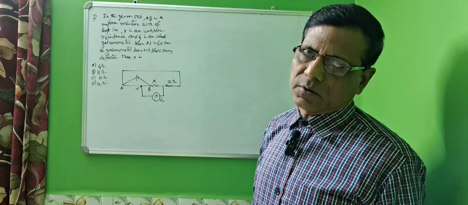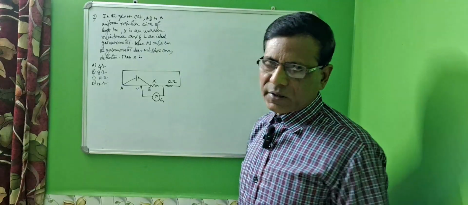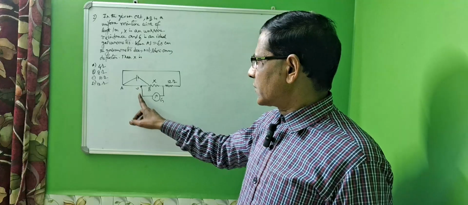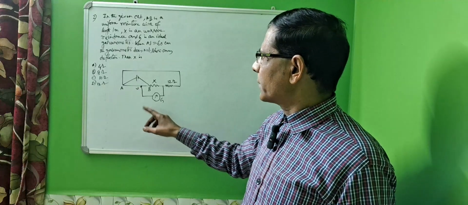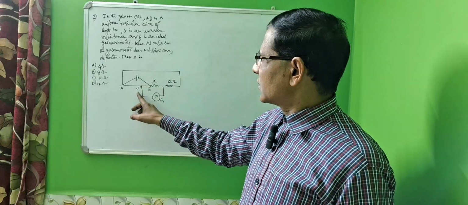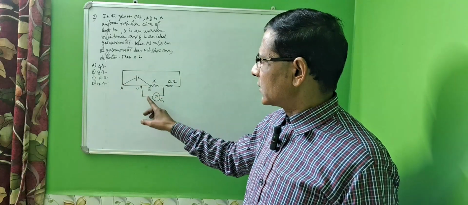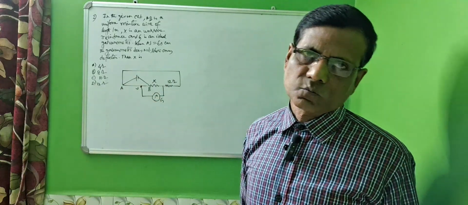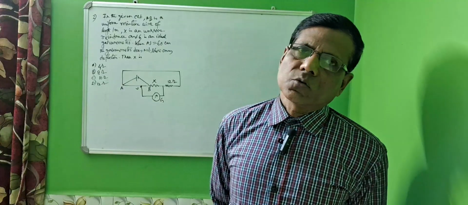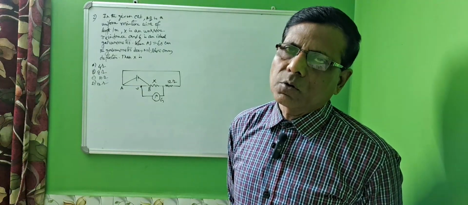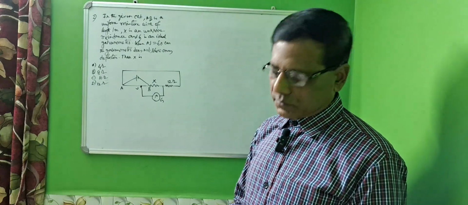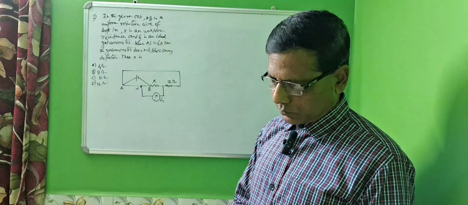AB is a conducting wire of 1 meter length, and J is a jockey point, where for this system AJ equals 60 centimeter. The galvanometer does not show any deflection when the jockey is present here. So first we have to unfold this circuit as before.